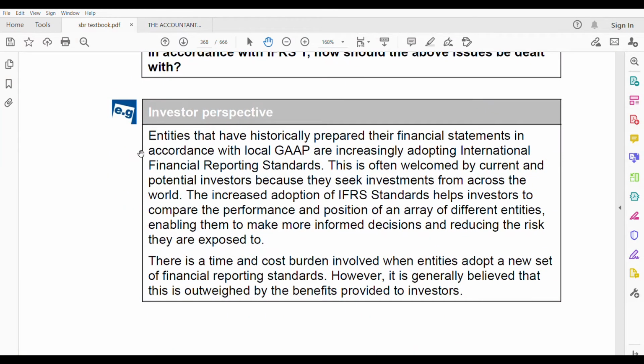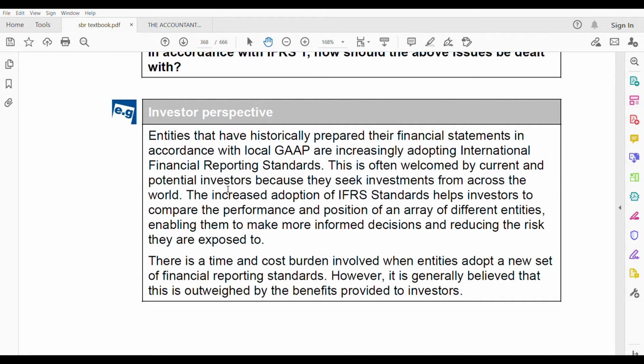Now, entities that have historically prepared their financial statements in accordance with local GAAP are increasingly adopting IFRS. Why is it so? If you see today, more and more companies are now moving towards IFRS. They're adopting IFRS, leaving their local GAAPs. This is often welcomed by current and potential investors because they seek investments from across the world.